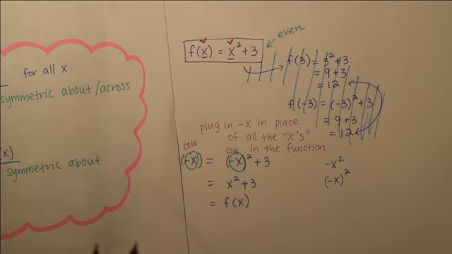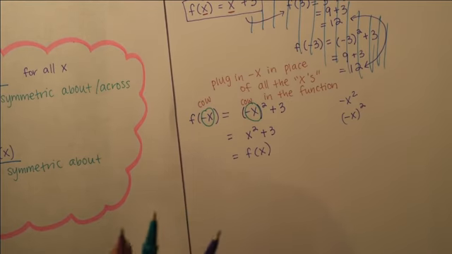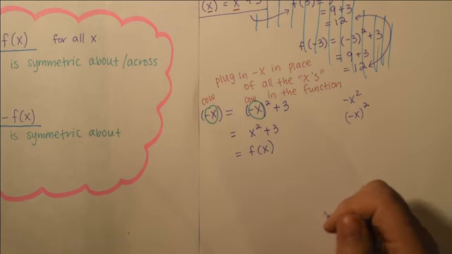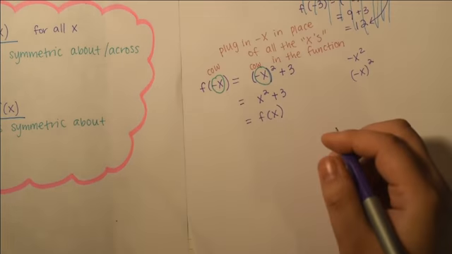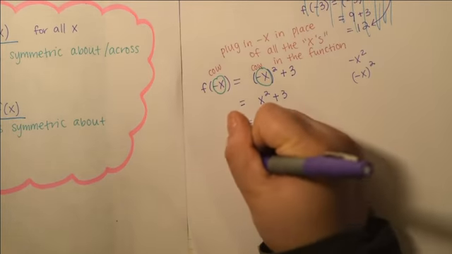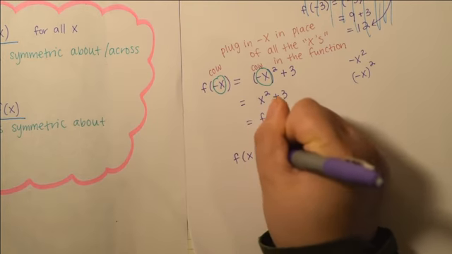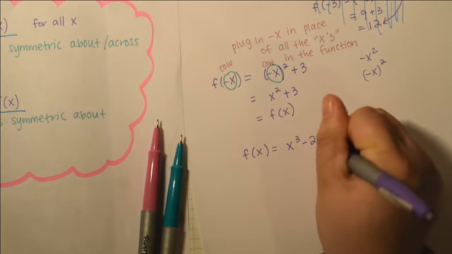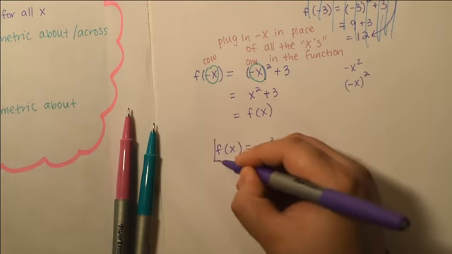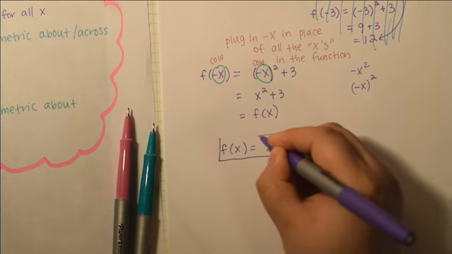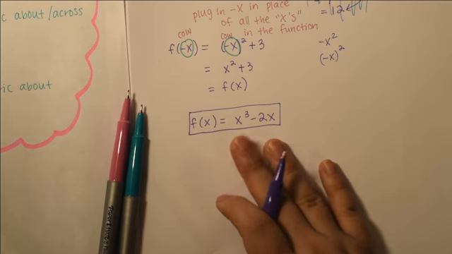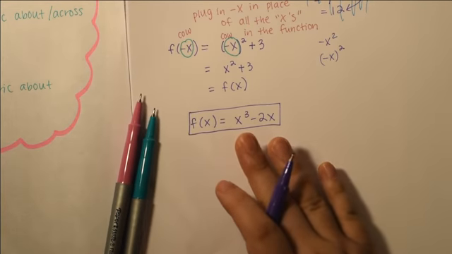Ta-da! Okay. So, not to be totally predictable, but let's try another example. Let us try f of x equals x cubed minus 2x. Okay, so this is my function. And so I don't know whether this is even or odd up front. We're just going to try.